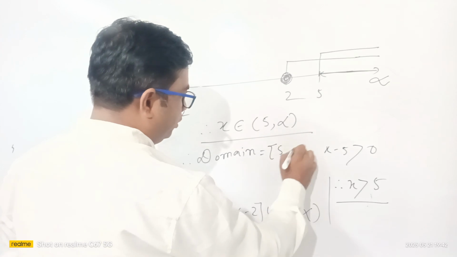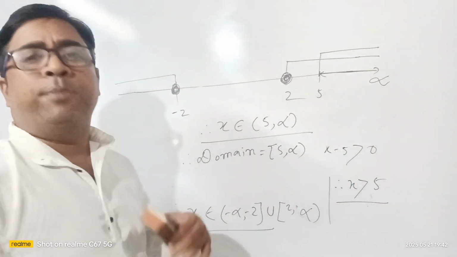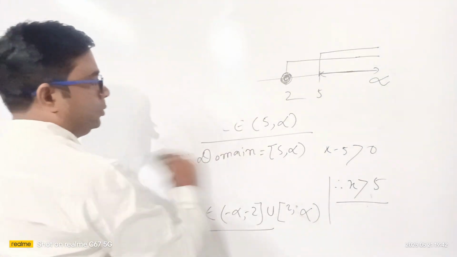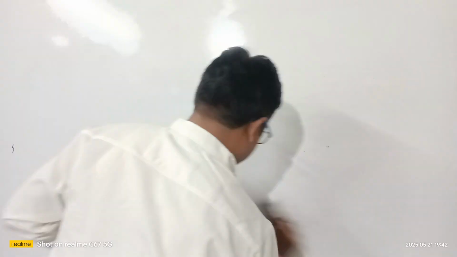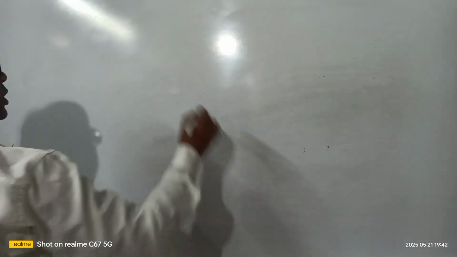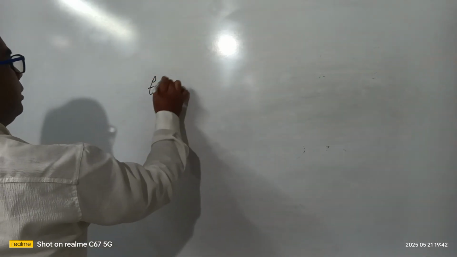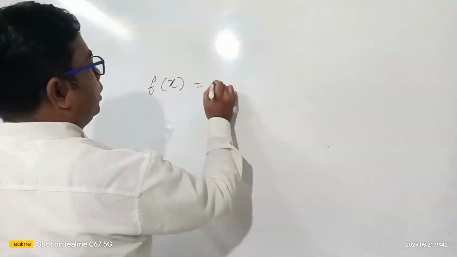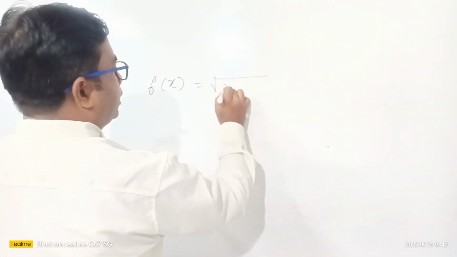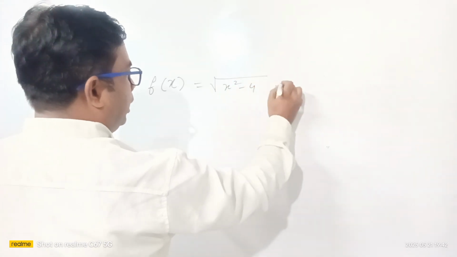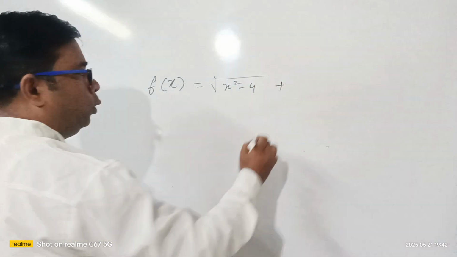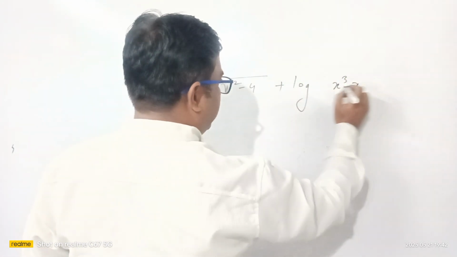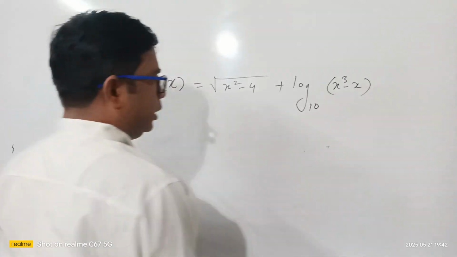So let us take some more examples where we have to find the domain of the functions. Let us consider a function f(x) such that f(x) is equal to root of x square minus 4 plus log of x cube minus x to base 10.